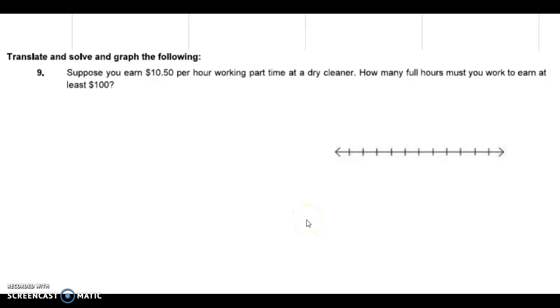Hello everyone, welcome back. In this video, we're going to be looking at two word problems, and we're going to translate and solve and graph the inequalities. So let's take a look at our first problem.